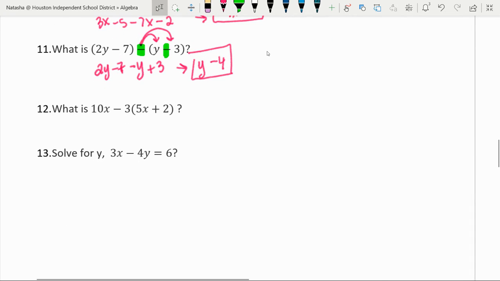Okay, number 12, we're going to distribute that negative 3. So this equation is going to become 10x minus 15x minus 6, because negative 3 times 2 is going to give us negative 6. We're going to combine like terms. So that's going to be negative 5x minus 6.